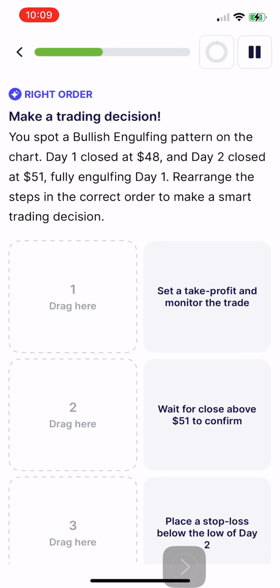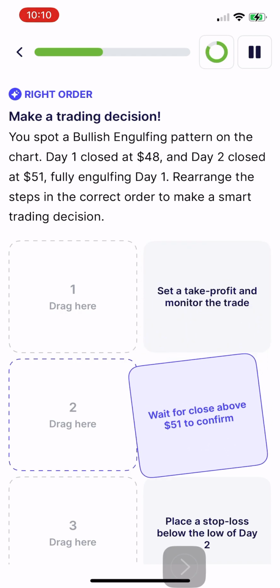Quick task. Make a trading decision. You spot a bullish engulfing pattern on the chart. Day 1 closed at $48 and day 2 closed at $51, fully engulfing day 1. Rearrange the steps in the correct order to make a smart trading decision.